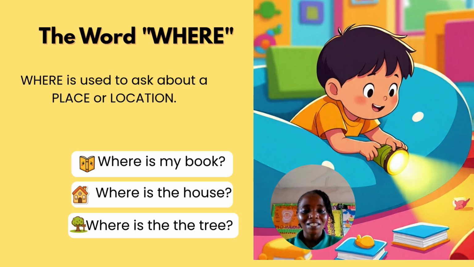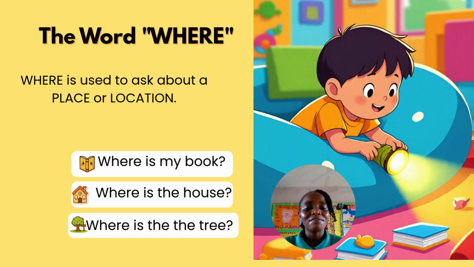Look at your screen. You will see a little boy with a torch trying to find where something is. He is looking for a missing object. He wants to know the whereabouts of the object. So, the word where is used to ask for information about the place or location of somebody or something.